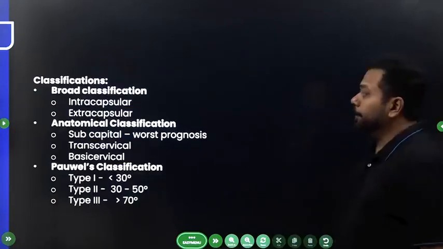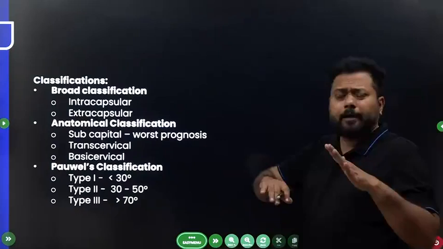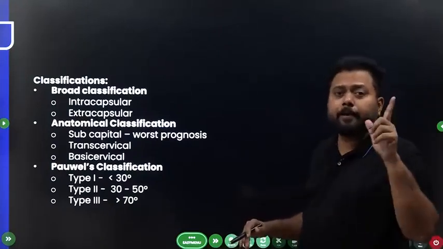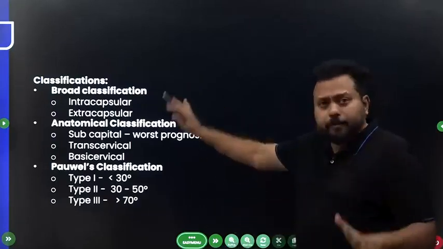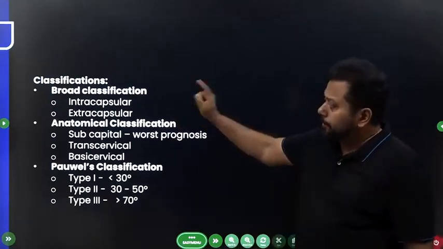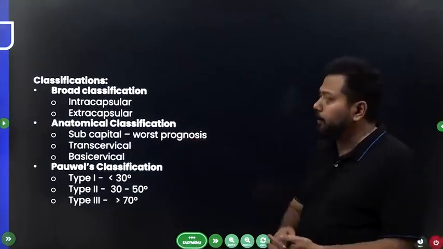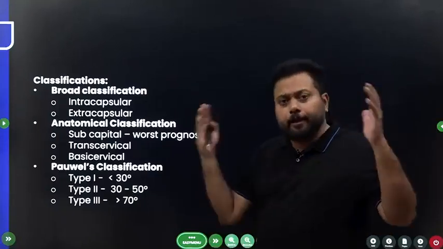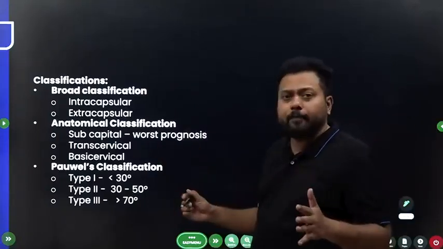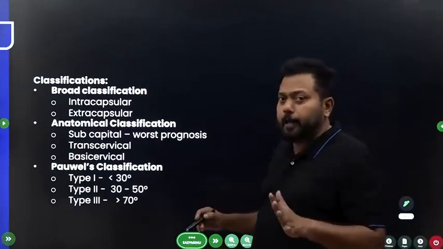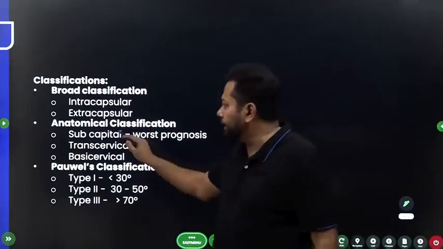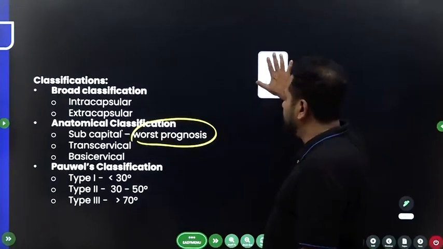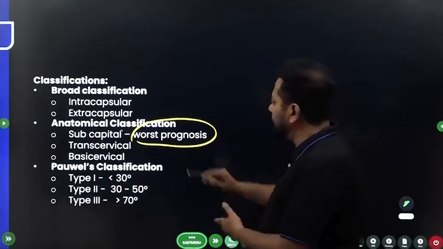Then coming to classification systems, I am not going to highlight everything, because we have discussed fracture neck of femur in detail in the main recording. Kindly go through that. This is just a revision class. The classification systems that one should know: first, a broad classification. The neck of femur is divided into intracapsular and extracapsular. Number two, anatomical classification, based on which part is damaged. Just behind the head, it's called subcapital, which has the worst prognosis.